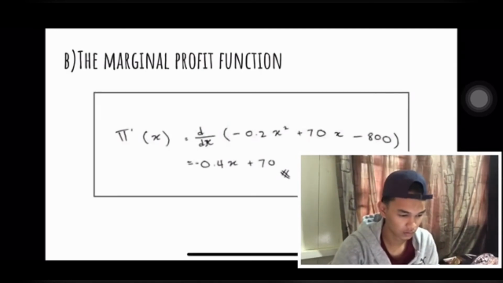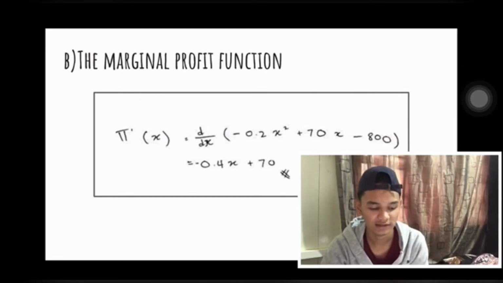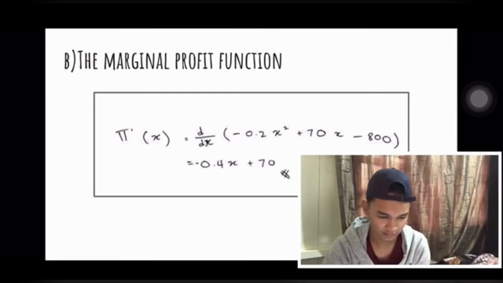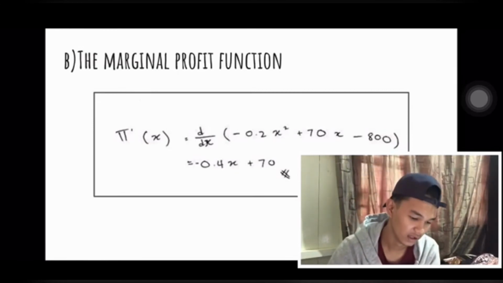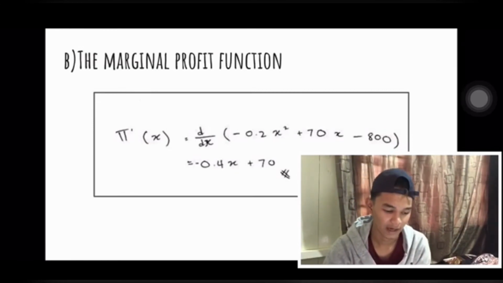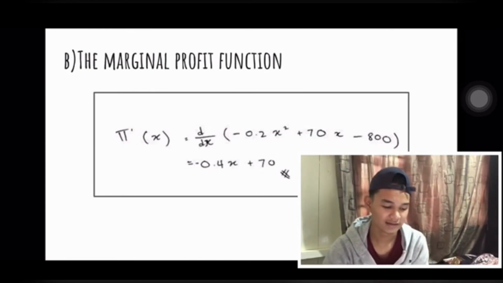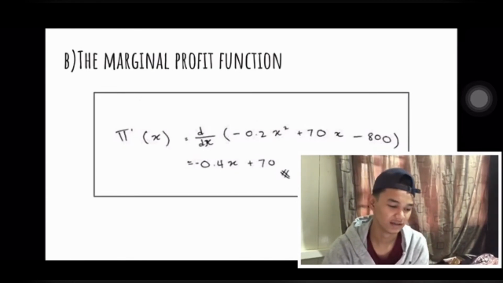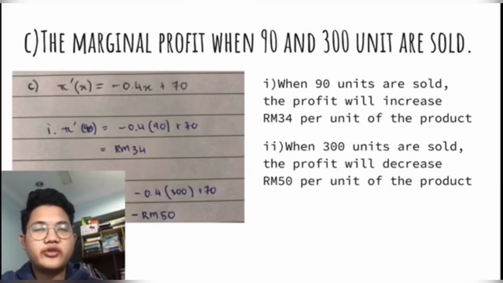So it will be d over dx of negative 0.2x squared plus 70x minus 800. It will be negative 0.4x plus 70. So we get the marginal profit function. Find the marginal profit when 90 and 300 units are sold.